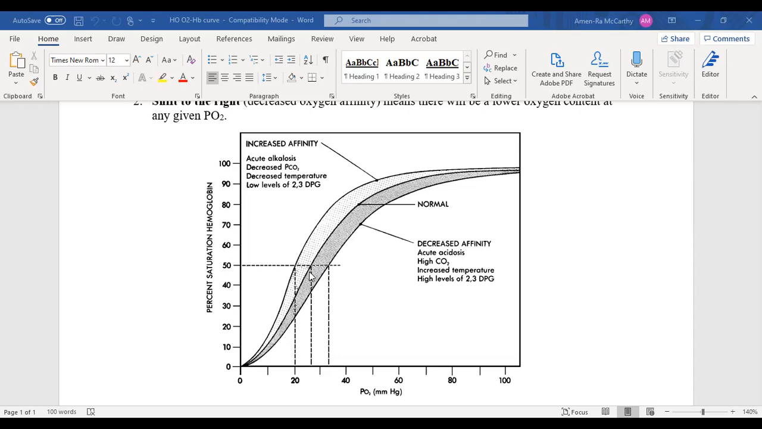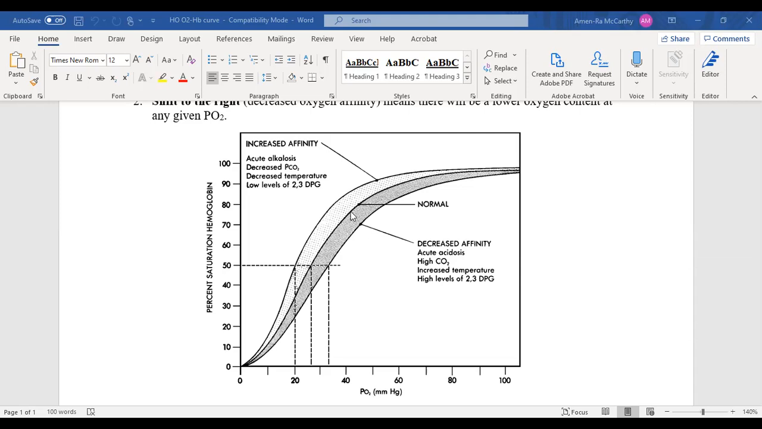So what does this match up to? P50 is right here, and it matches up to a PaO2 of about what? Well, this is 30, so I think it's 27. 27 millimeters, so that's a fact, okay? And that's what they're trying to show you. This is the oxyhemoglobin curve here. The middle line is normal, okay? Normal. You can either shift over to the right or it shifts over to the left, okay?